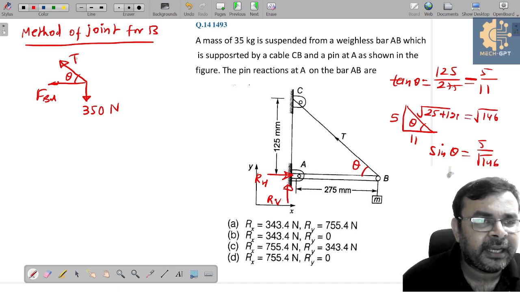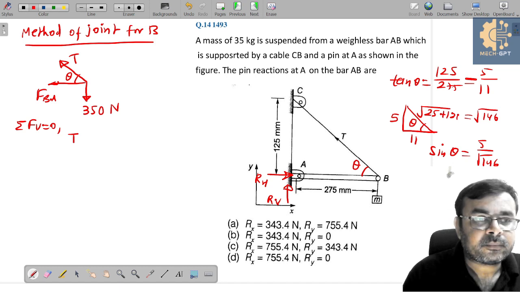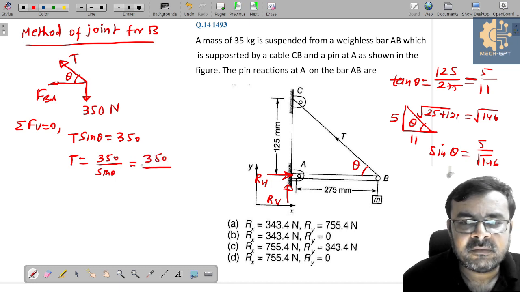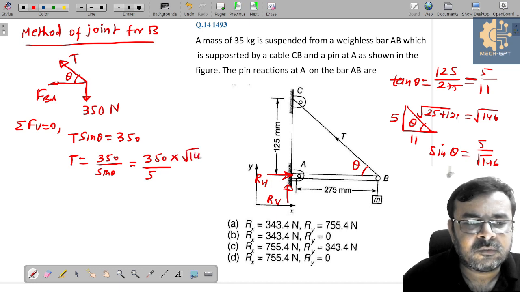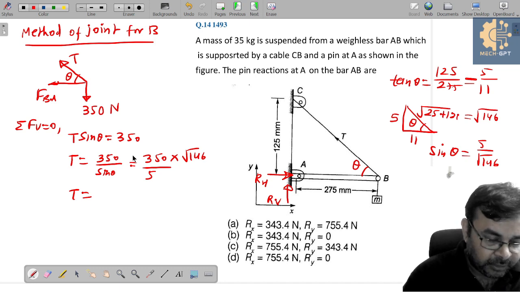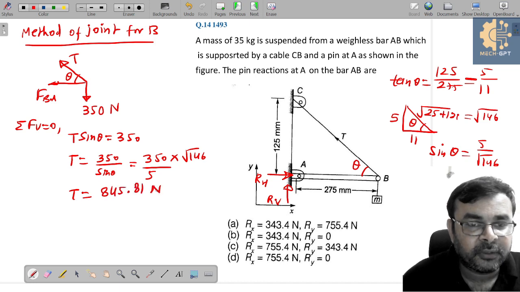So let's say this angle is theta. Can I say T has two components, one vertical and one horizontal. So if I write summation of vertical forces equal to 0, simply we can say T sin theta is equal to 350. So what about T? 350 over sin theta, and as you know sin theta is 5 over square root of 146. So from this we get 350 into square root of 146 divided by 5. So simply here we get 845.81 Newton. Yes or no?